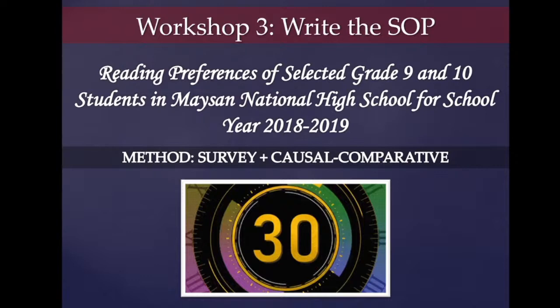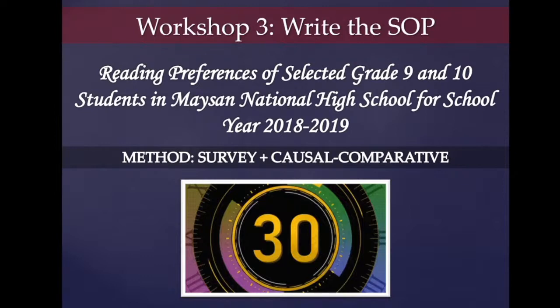Remember, however, that the title must not only reflect the variables, but also the method that the researcher would employ. Now, aside from the title, you are given the method to be used by the researcher. So you have here the title, and in addition to that is the method that the researcher would use. All right, so your task again is to write 3 questions based on the title that was provided. Now let's look at this title. Reading preferences of selected grade 9 and 10 students in Mayson National High School for school year 2018-2019. The method that will be used is survey and causal comparative research.